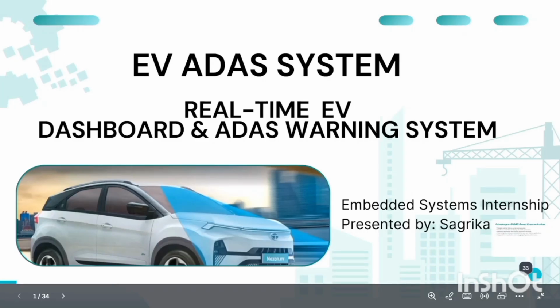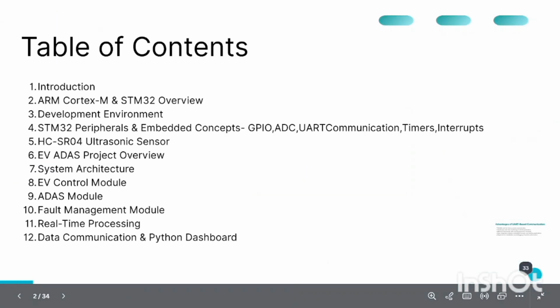Today I will present the architecture and deployment of a real-time EV dashboard and advanced driver assistance system. Our roadmap today covers 12 distinct areas. We will begin with the ARM core hardware layer, walk through the toolchain and analyze fundamental on-chip peripherals. Then we will dive into our custom EV control, predictive ADAS, and fault handling software modules before evaluating our real-time telemetry link.